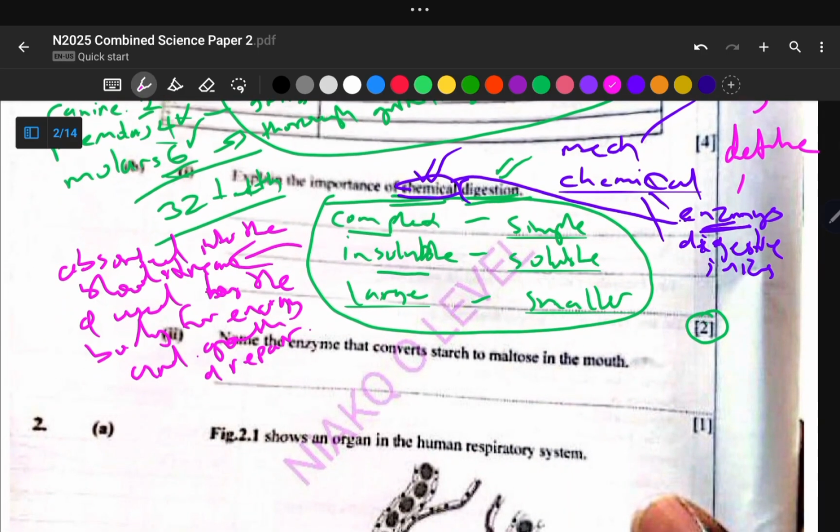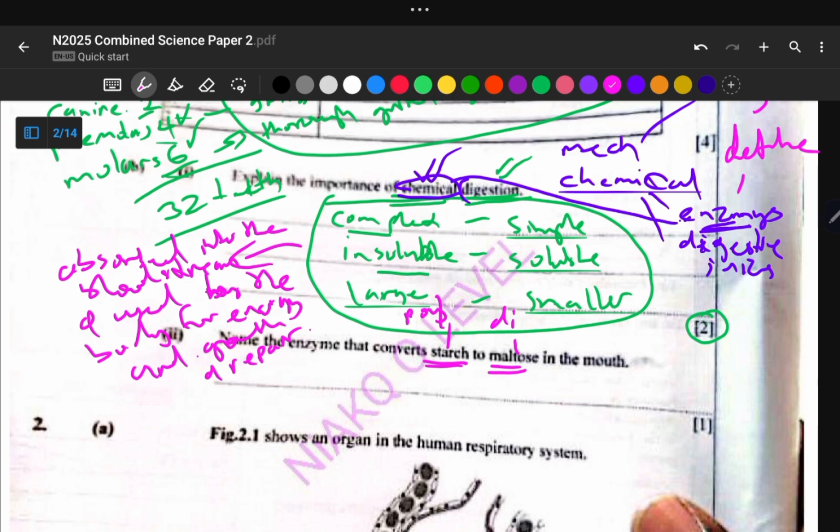So the next part says, name the enzyme that converts starch into maltose in the mouth. So starch is a polysaccharide, right? We have monosaccharides, we have disaccharides, we have polysaccharides. So these are the polymers, right? And maltose is a disaccharide. A disaccharide is formed by two monosaccharides forming what we call a glycosidic bond, right?